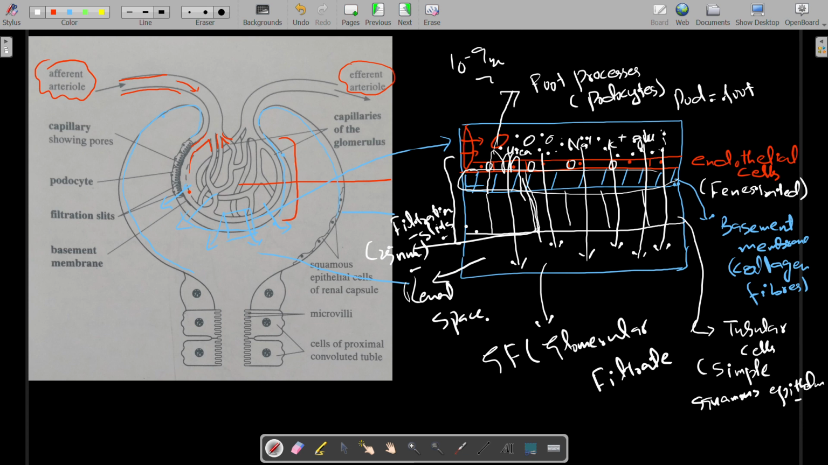This filtrate formed will then go through different parts of your renal tubule, and most of it will be reabsorbed.